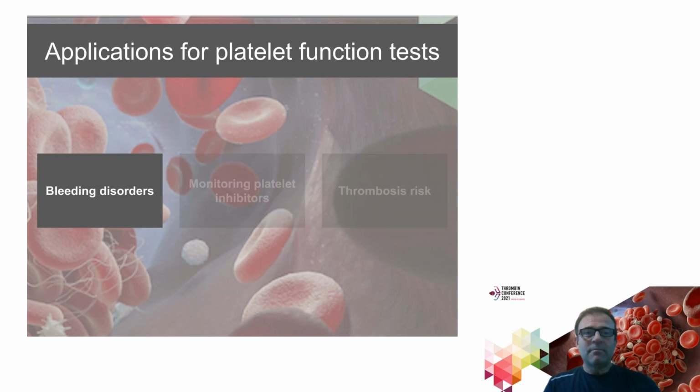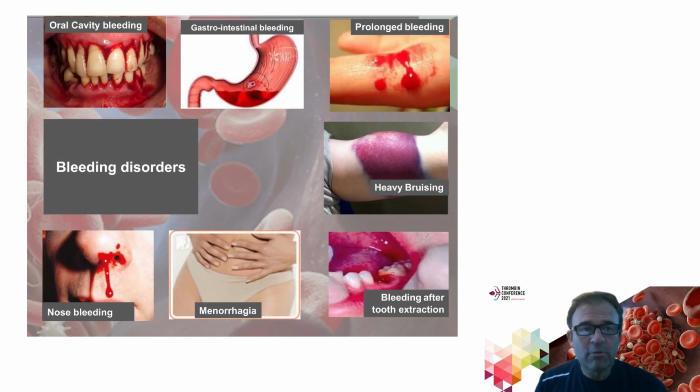So platelet-related bleeding disorders are mainly mucocutaneous bleedings. That means in your mucus or in your skin. Well-known examples of that are oral cavity bleeding, gastrointestinal bleeding, prolonged bleeding after you cut yourself, heavy bruising, prolonged bleeding after tooth extraction, menorrhagia, and nose bleeding.